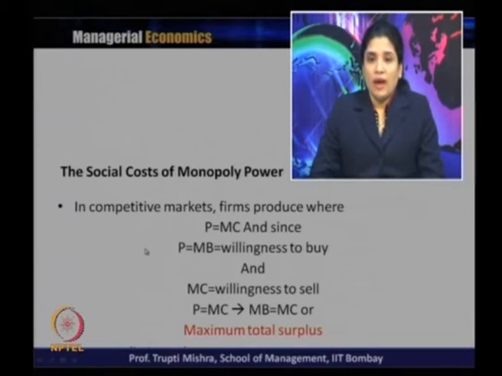In a competitive market, the firm produces where P is equal to MC, and since P is equal to MB, that is the willingness to buy, and MC is the willingness to sell, MB is equal to MC, and in this case the consumers get the maximum total surplus.